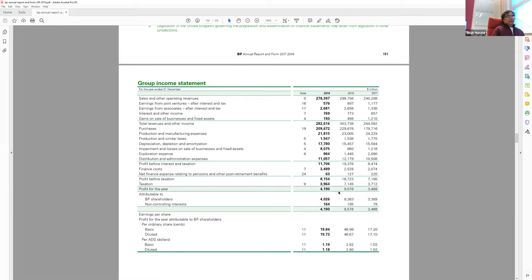So if you find, for example, the profit before tax is 8154, and here is the taxation. And if you divide this tax, 3964, by it, so if I can also open a spreadsheet, and you can see here that the profit before tax is 8154. I can quickly write the profit before tax, 8154.